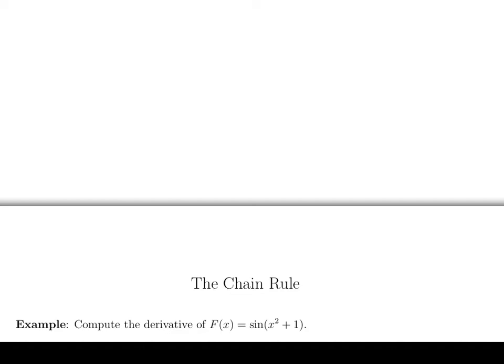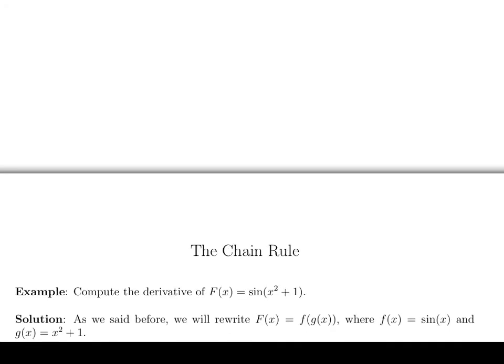Let's actually do the computation where we show how to do the derivative of big F of x equals sine of x squared plus 1. We're going to use the chain rule on this because this is naturally written as a composition of functions. In fact, what we said before was that we can write big F of x as little f of g of x, where little f is sine x and g of x is equal to x squared plus 1. So you should be able to see that the inside function is the x squared plus 1, and the outside function is the sine.